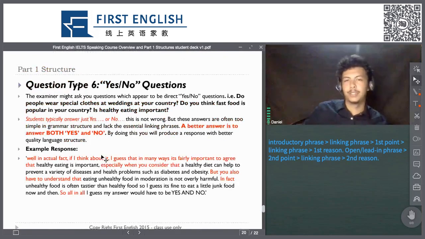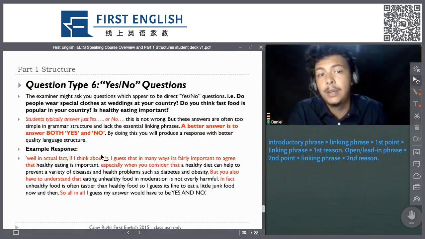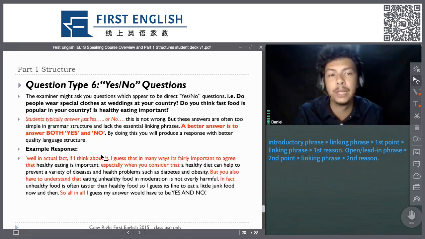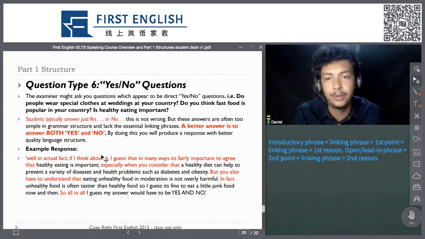So we have our second to last question type here, which are yes and no type questions. Some examples would be like, do people wear special clothes at weddings in your country? Do you think fast food is popular in your country? Is eating healthy important? These are all yes and no style questions. Now, saying yes or no up front and explaining your answer isn't wrong, but by just maintaining the yes or the no standpoint in your answer, it can be easy to provide too simple of an answer, especially in terms of grammar structure.